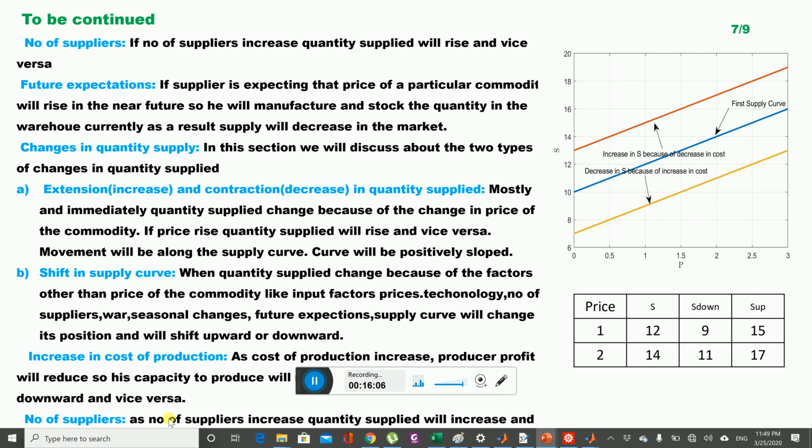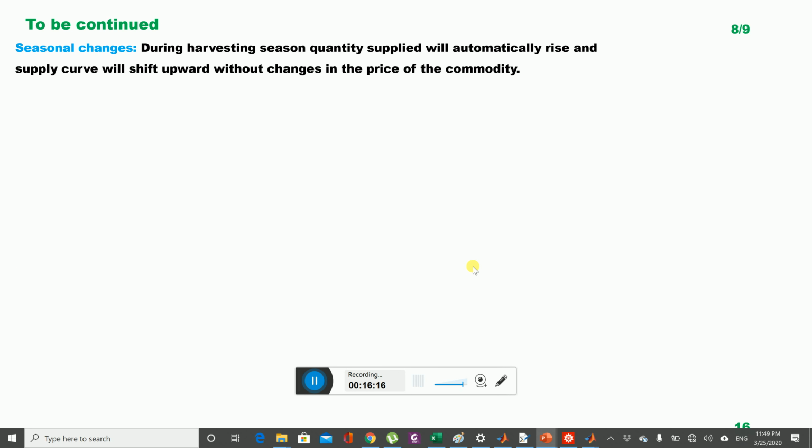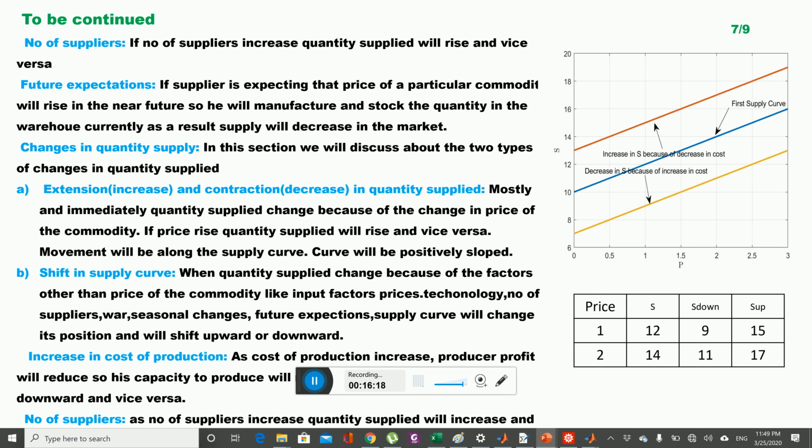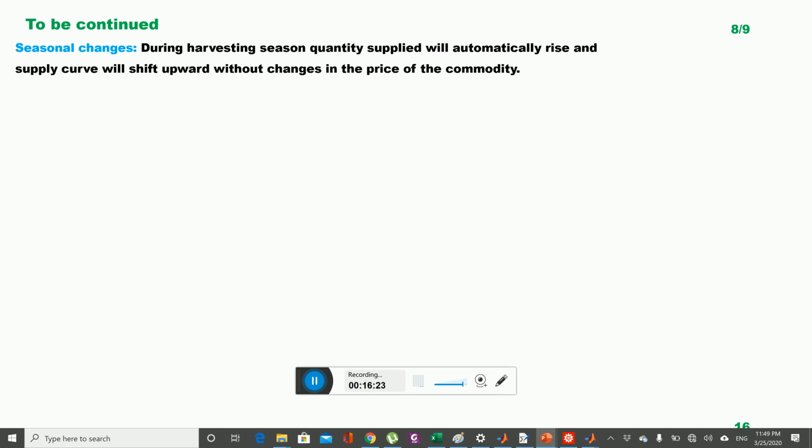Number of suppliers: as number of suppliers increases, quantity supplied will increase. Now seasonal changes: during the harvesting season, automatically quantity supplied of the agriculture product will increase, so at the same price supply increases and supply curve will shift upward without change in price of the commodity.